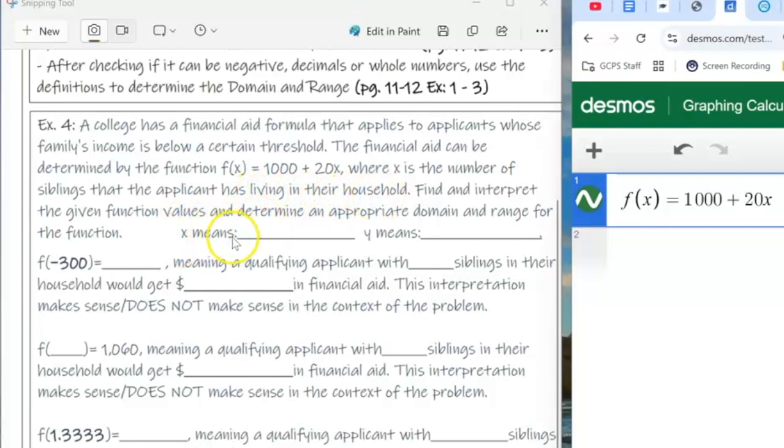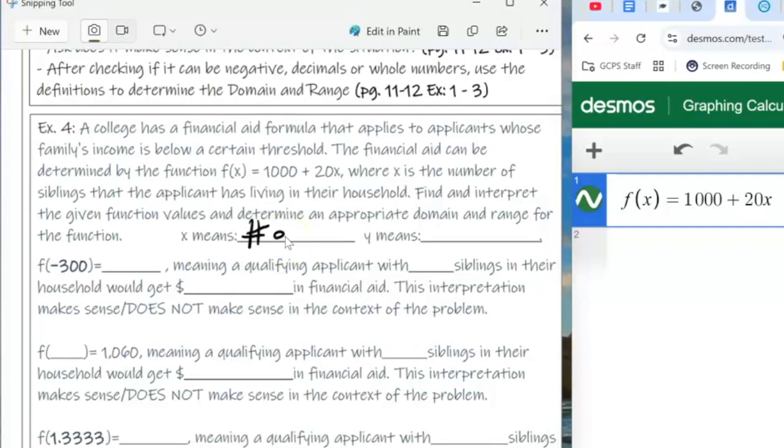And you can see it says, what does X mean? So I'm going to put it right here. Whenever I put this hashtag, it just means number. So number of siblings is living in the household. Okay, so, and then what does Y mean? So if X is the number of siblings, because it says what X is, financial aid can be determined by this function. So the output is financial aid, the input is siblings. So this function right here is financial aid, and that's going to be in dollars. Okay, perfect.